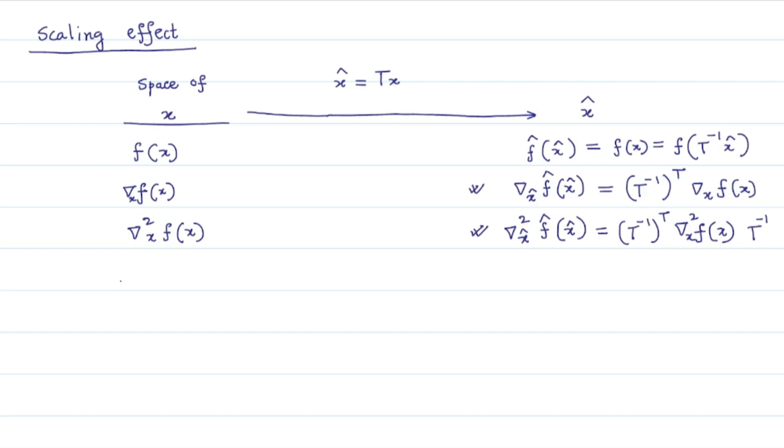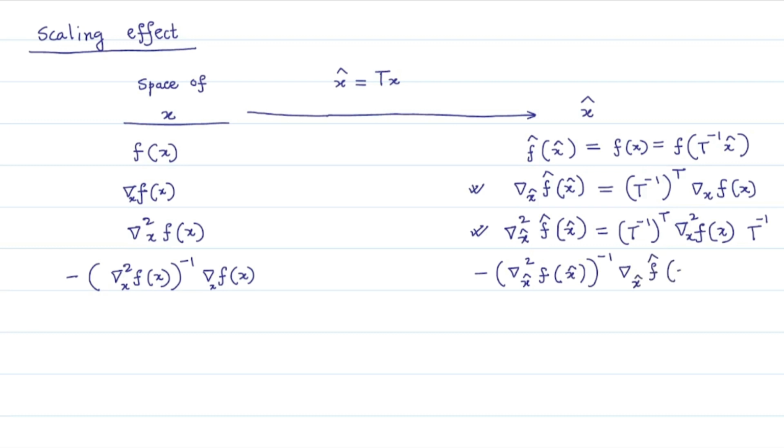Now we compute the Newton's direction, which is the negative of the Hessian inverse times grad f(x) in the x space, and the Newton's direction in the x hat space is given by the negative Hessian inverse times the gradient of f hat at x hat. These, in terms of the Hessian and gradient in the space of x, are given by minus T times the Hessian inverse times the gradient.